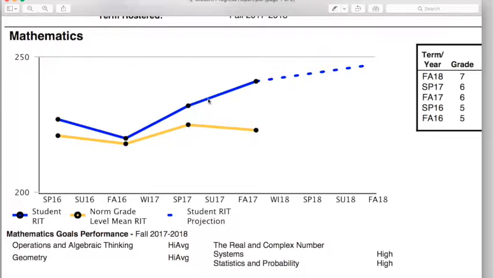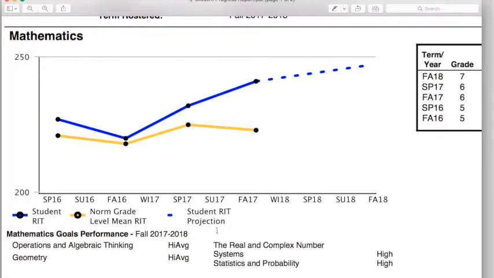So this is just a visual in terms of where the student is. You notice where it says the norm grade level mean. This here is the national norms based on, as I mentioned, the 5 million students that are taking this test. And so it is normed according to the grade level and adjusts accordingly throughout time. So you can see here that the student is above the norms, and you'll notice in a moment exactly how far above when we look at the box to the right.